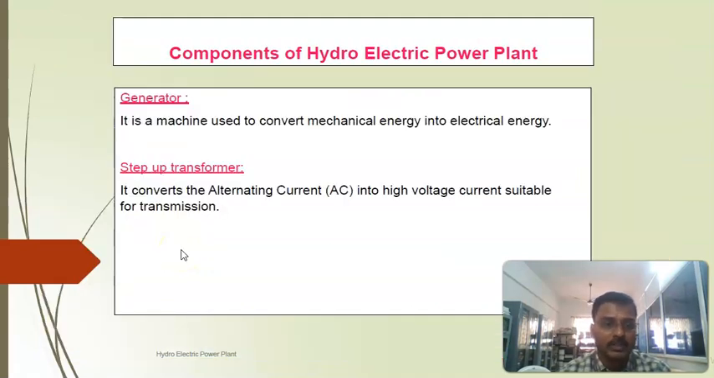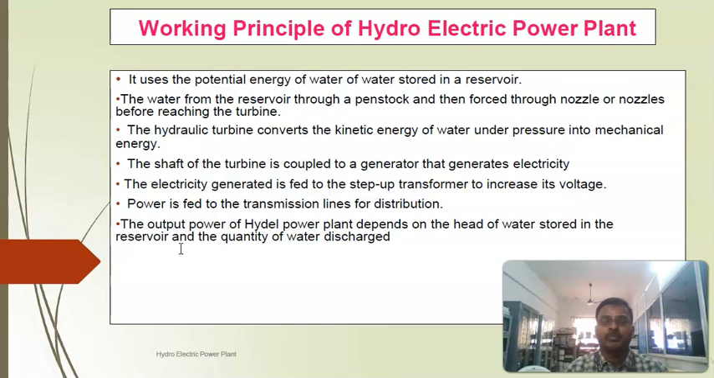Other components include the generator. Working principle: it uses the potential energy of the water stored in the reservoir. As we have explained through the diagram, where the water is stagnant, it is called potential energy. The water from the reservoir flows through a penstock and then through the nozzle or nozzles, which reach the turbine. The hydraulic turbine converts the kinetic energy of the water into mechanical energy as the blades of the turbine rotate. The shaft of the turbine is coupled to the generator that generates electricity.